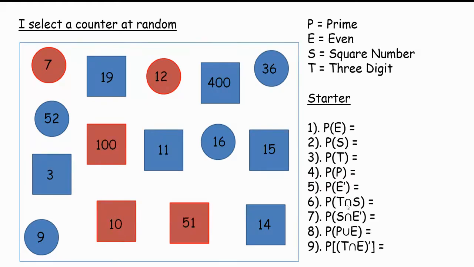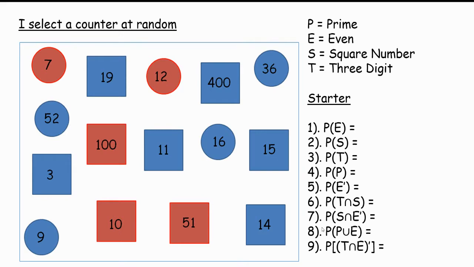The N-looking symbol stands for intersection, means and. What is the chances I get a three-digit number and a square number? What's the chances I get a square number and not an even number? The U stands for union, so it means and or. What's the chances I get something that's prime and or something that's even?